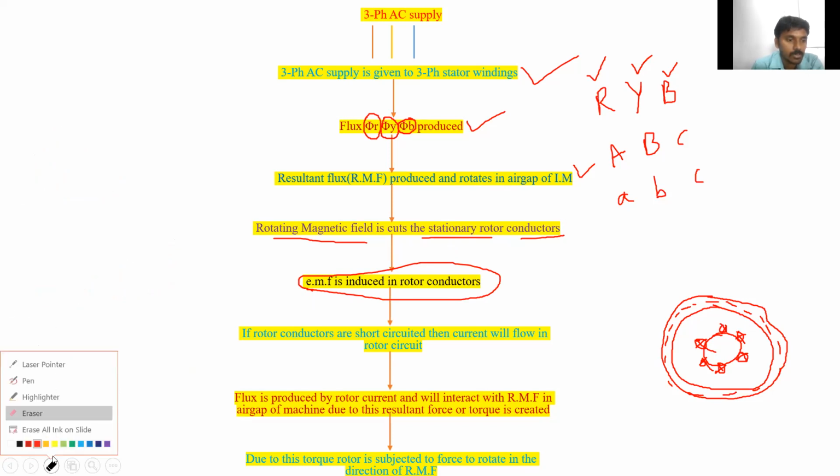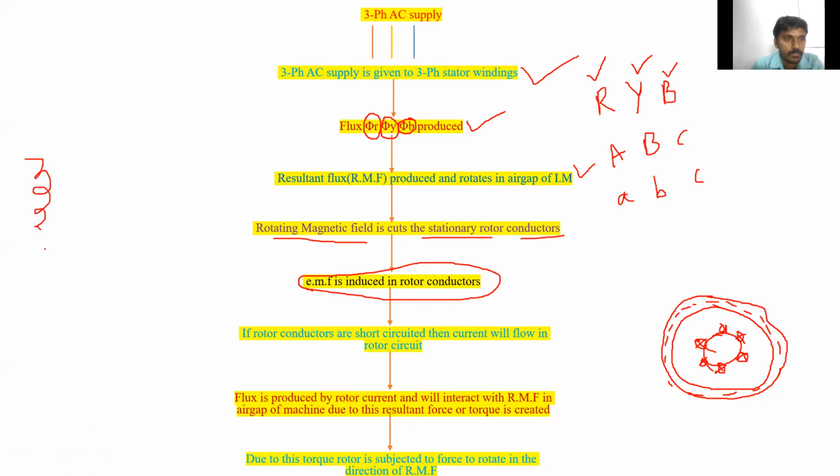I think you know the operating principle of the transformer very well. We have two windings. When the supply is given to the primary winding, the flux cuts the secondary winding also. When this flux cuts the secondary winding, what will happen? An EMF, electromagnetic force, is induced across the secondary winding.